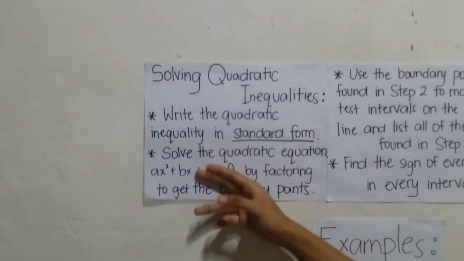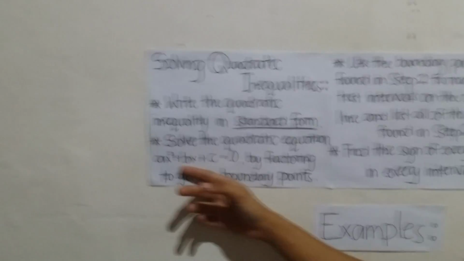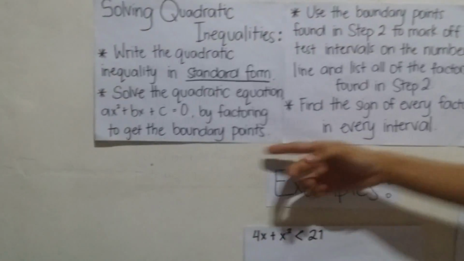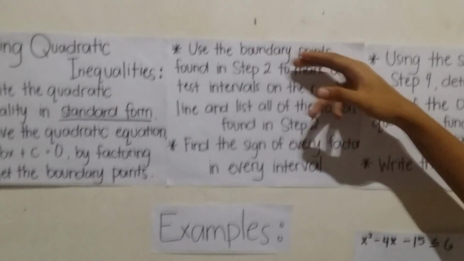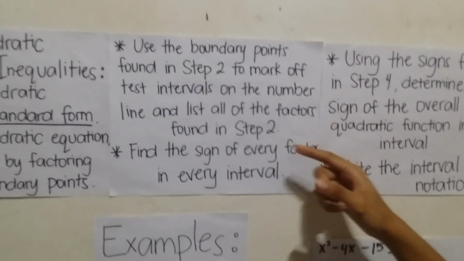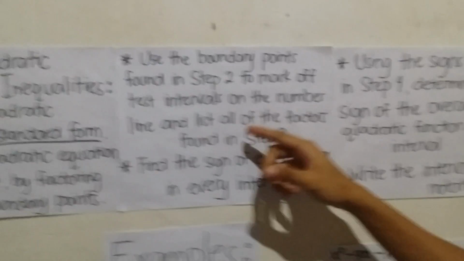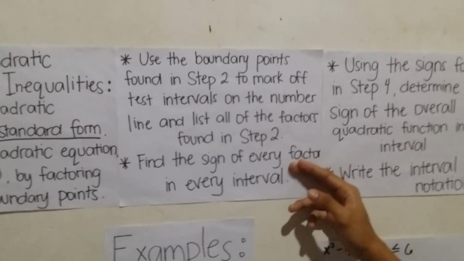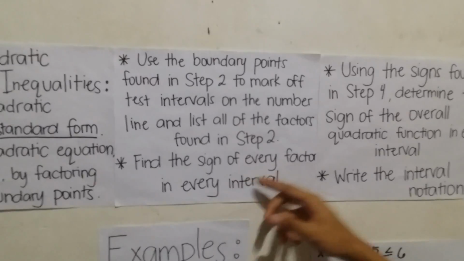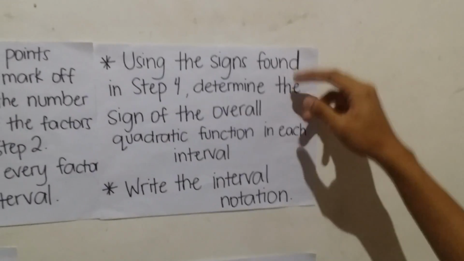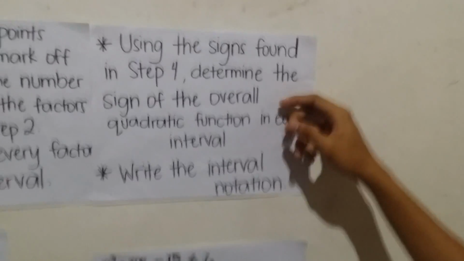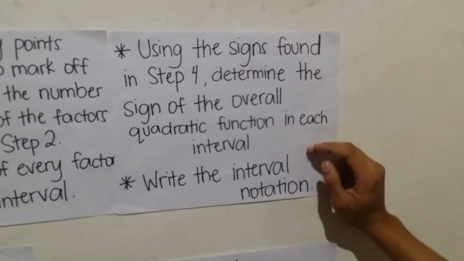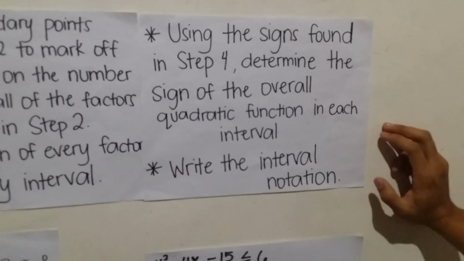Next, solve the quadratic equation ax squared plus bx plus c equals 0 by factoring to get the boundary points. Next, use the boundary points found in step 2 to mark off test intervals on the number line and list all of the factors found in step 2. On the fourth step, find the sign of every factor in every interval. Next, using the signs found in step 4, determine the sign of the overall quadratic function in each interval. And lastly, write the interval notation.